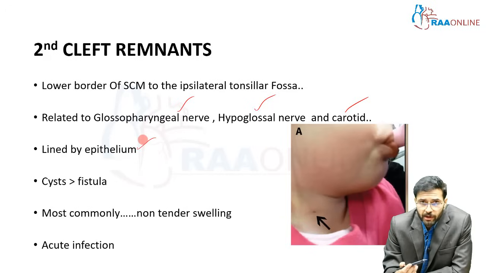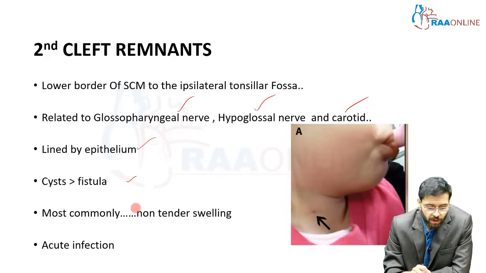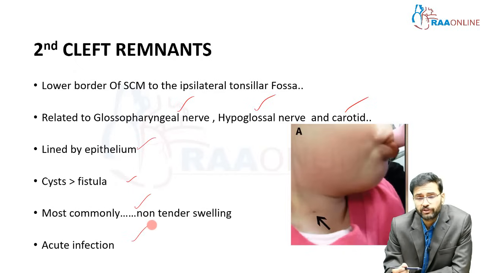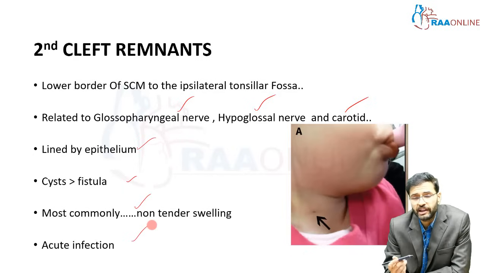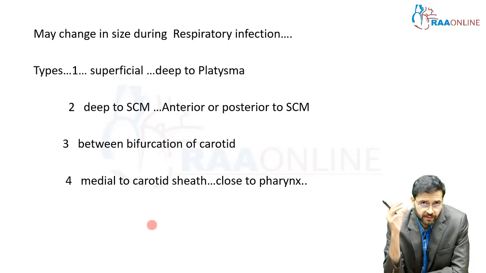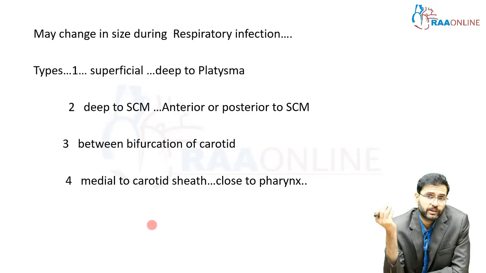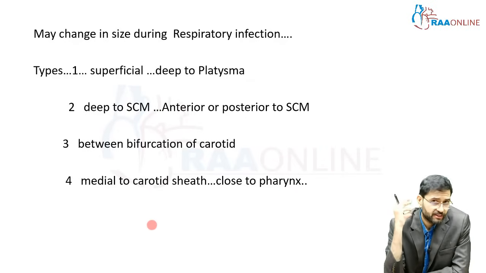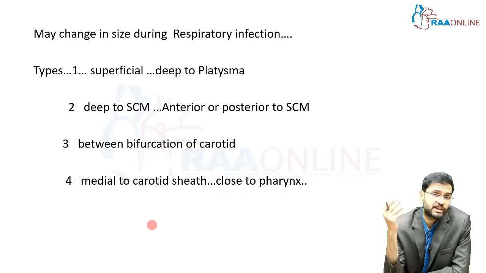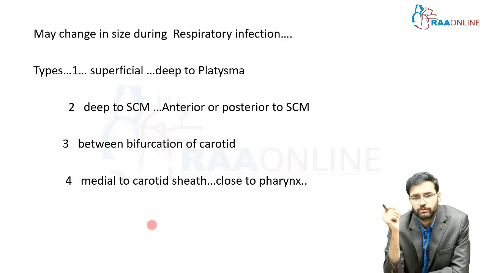Cysts are said to be more common than fistulas, even though in clinical practice fistulas are very common. Most commonly, they manifest themselves as an asymptomatic, non-tender swelling in the neck. Children can present with acute infection, in which case the swelling becomes tender, erythematous, and associated with constitutional symptoms like fever. These cysts might change in size based on whether the child has a respiratory infection or not. If the child has a respiratory infection, these cysts might increase in size. If it is a sinus or a fistula, there can be discharge from these sinuses also.